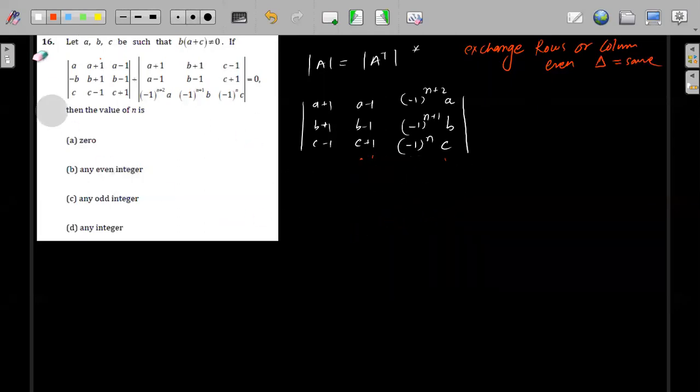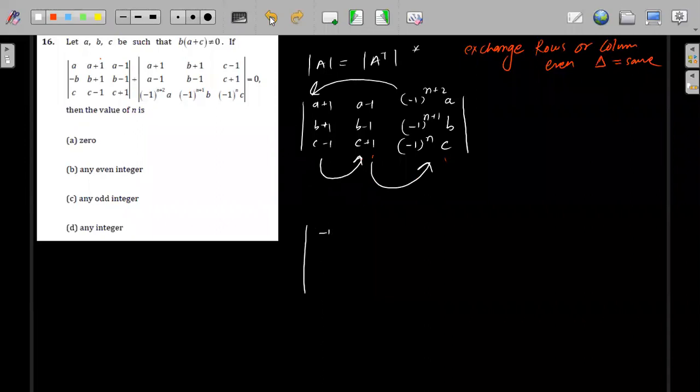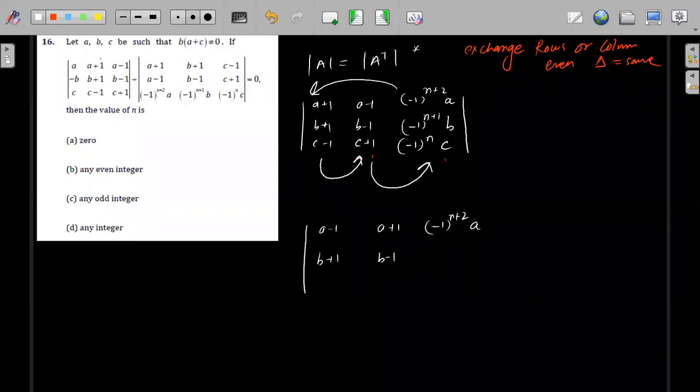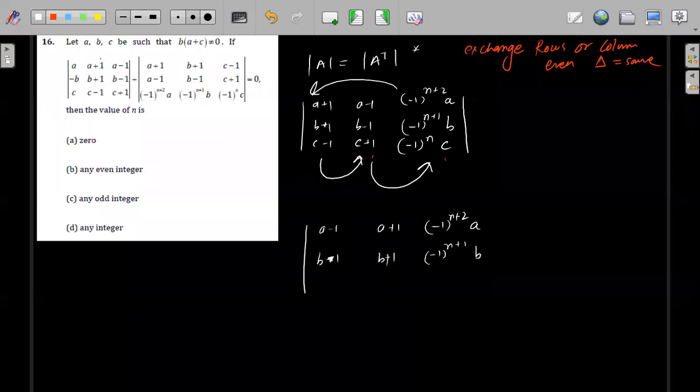If I interchange the rows and columns, this I will bring here, this I will bring here, and this I will bring here. So now this will become minus 1 to the power minus 1. First this will become a minus 1, a plus 1, minus 1 to the power n plus 2 into a. Second one will become b plus 1, b minus 1, minus 1 to the power n plus 1 into b. Sorry, this is b plus and this is b minus. And this is c plus 1, c minus 1, minus 1 to the power n into c. Now this will become minus, so I will put minus.